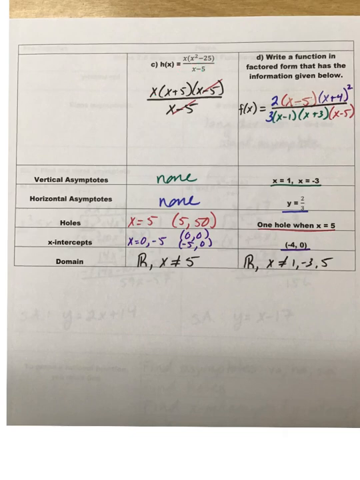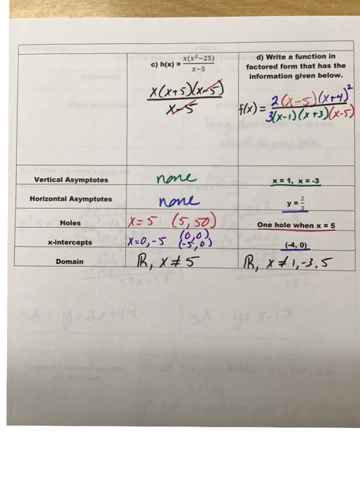X squared minus 25 is x plus 5 times x minus 5, and we have an x minus 5 on the bottom. So the x minus 5's reduce. So vertical asymptotes, well, the x minus 5 reduced, and there's no other factor, so there are no vertical asymptotes.